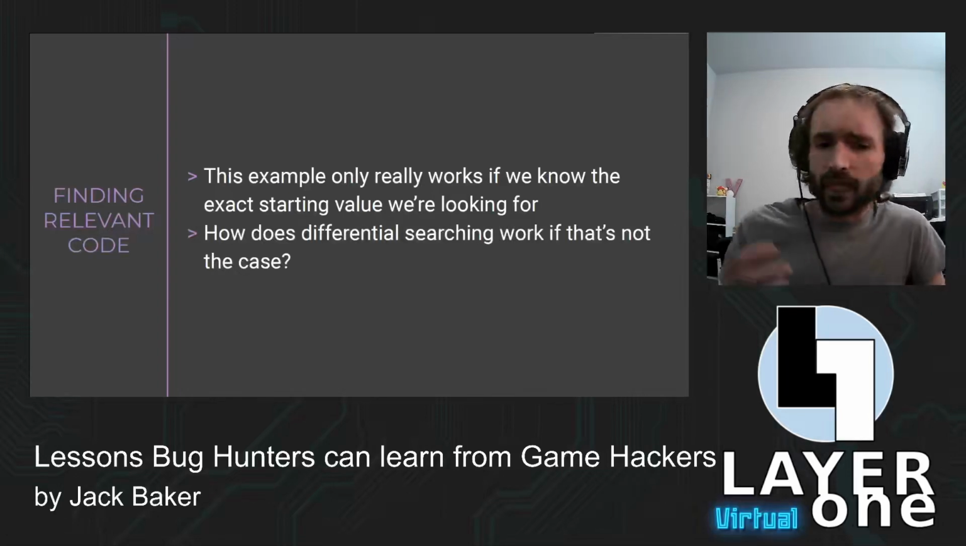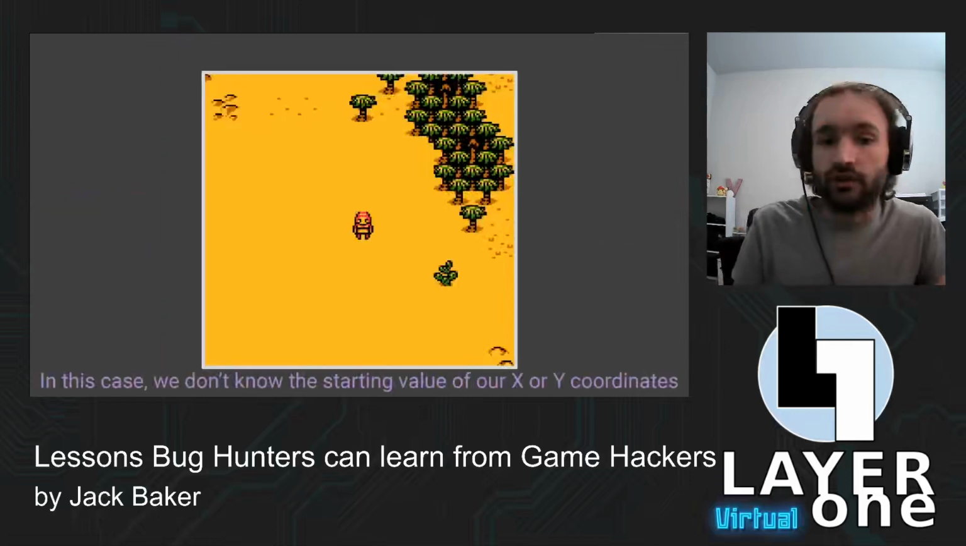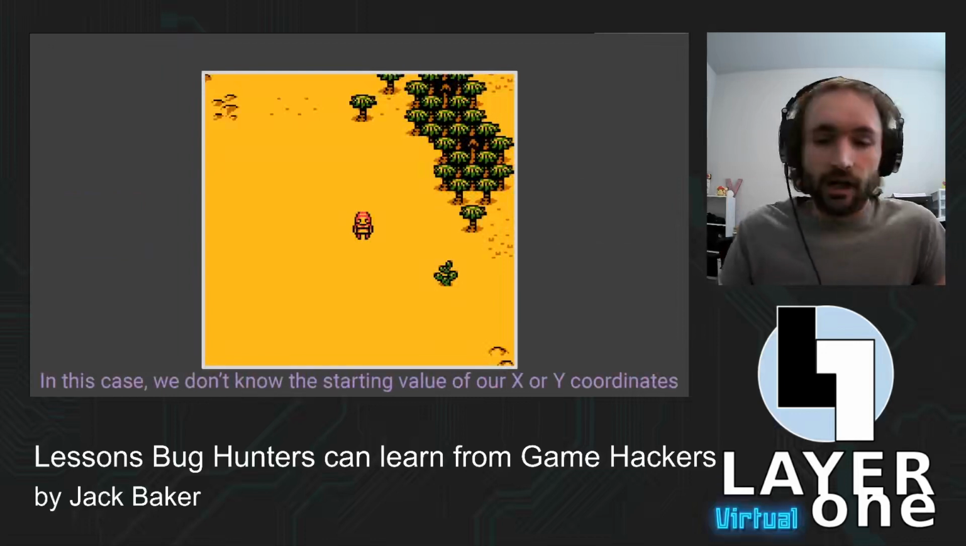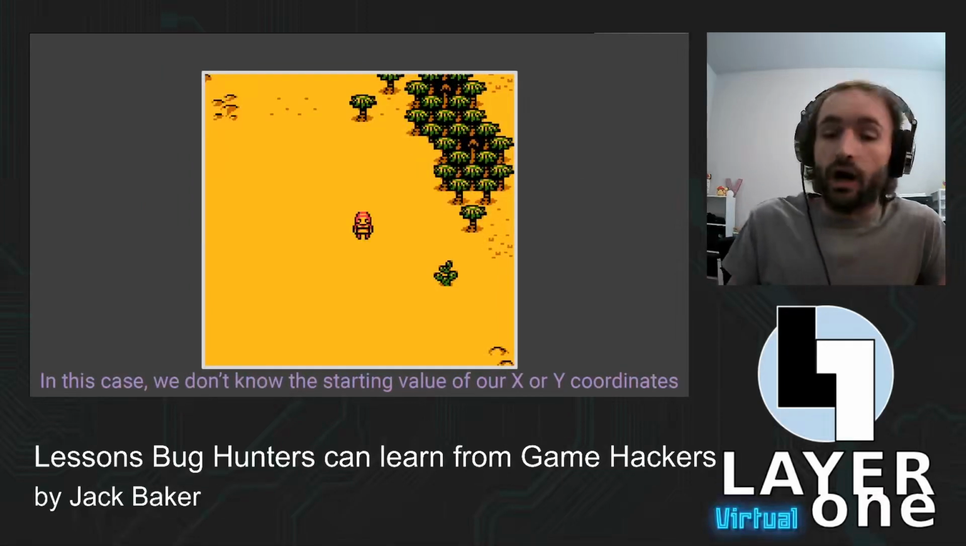So the question is, how does differential searching work if we're not lucky enough to know the exact value that we're looking for? And so I'm going to use another example here. In this case, we're doing basically the same thing, but instead of looking for our health value, which we know, we're going to look for our coordinates, the X and Y coordinates of our player.